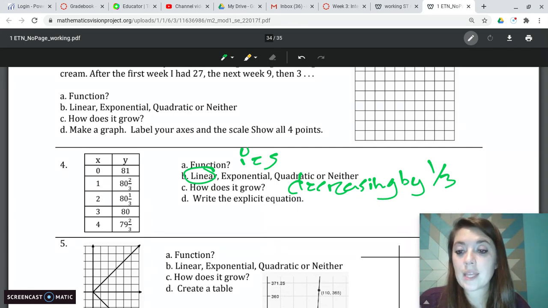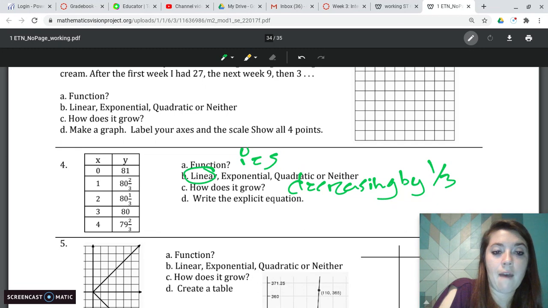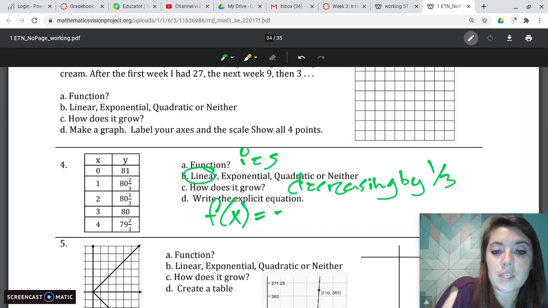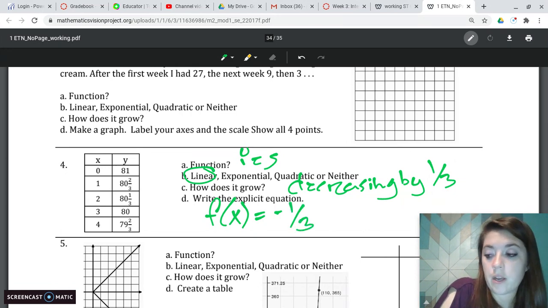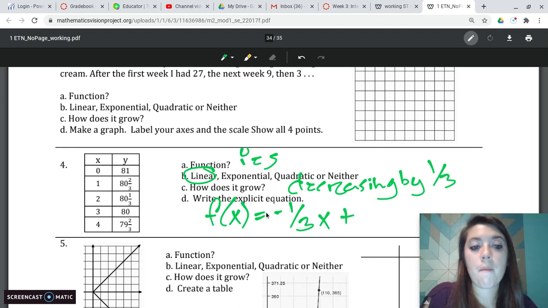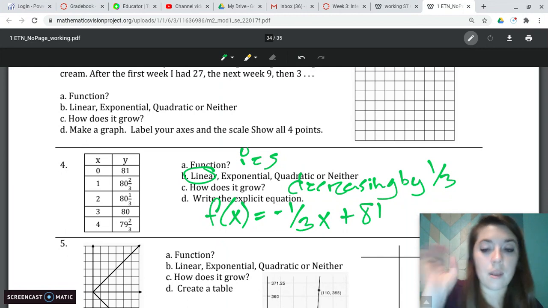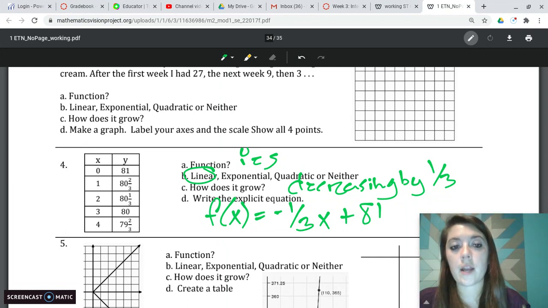Now, we want to write the explicit equation. So we're going to have f of x equals, what's it decreasing by? What's our slope, or the thing that changes? 1/3. Now, because it's decreasing, it's going to be a negative 1/3 x plus, we come over here. Notice we have the 0 term, so we actually don't have to solve for the 0 term. It's telling us 0 is 81, so plus 81. So there is our answer.